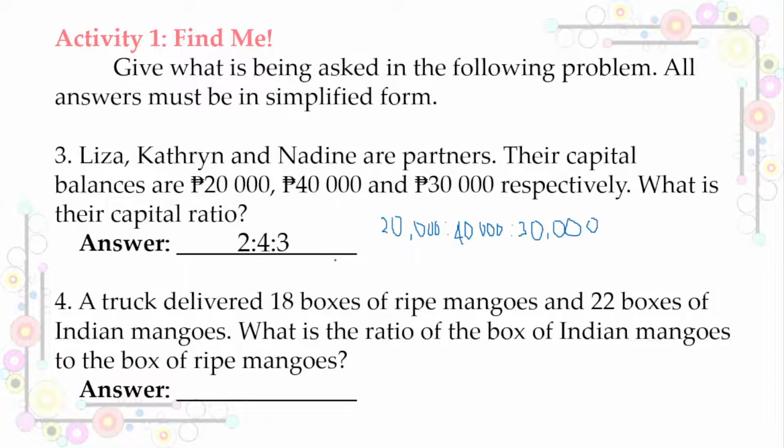Okay? So, for number 4, a truck delivered 18 boxes of ripe mangoes and 22 boxes of Indian mangoes. So, what is the ratio of the boxes of Indian mangoes to the boxes of ripe mangoes? So, 22 is to 18. So, we simplify it by dividing both by 2. So, 22 divided by 2, we have 11. And 18 divided by 2 is 9. So, our answer is 11:9.